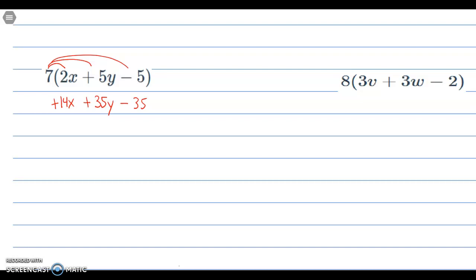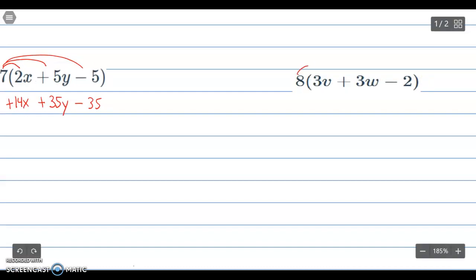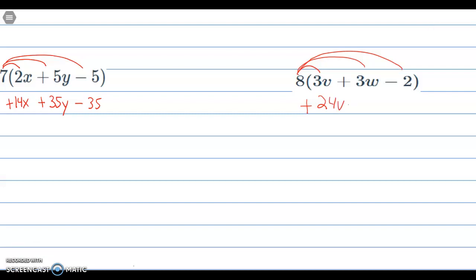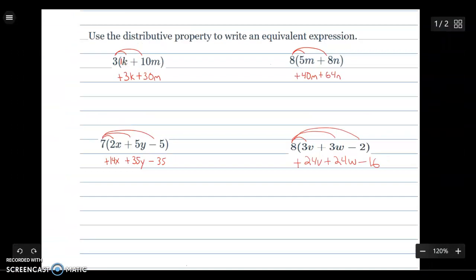All right, same thing, we're going to distribute. We're going to take this 8 times this 3v, I should say, it's 3w. And then 8 times negative 2. Positive times a positive is a positive, and 8 times 3 is going to be 24v. Then positive times a positive is positive, and 8 times 3 is 24w. Positive times a negative is a negative, and 8 times 2 is 16. And that's it.